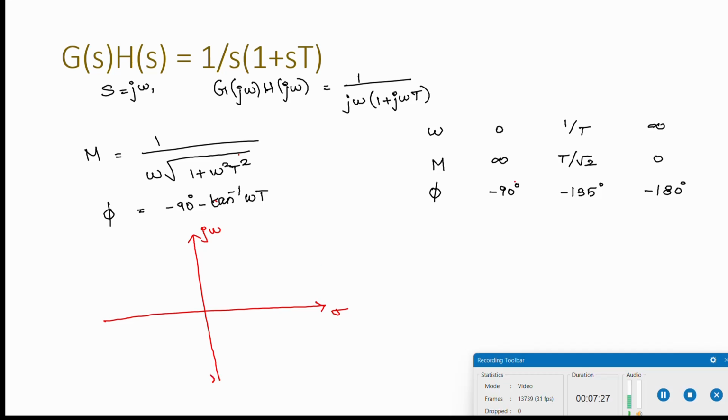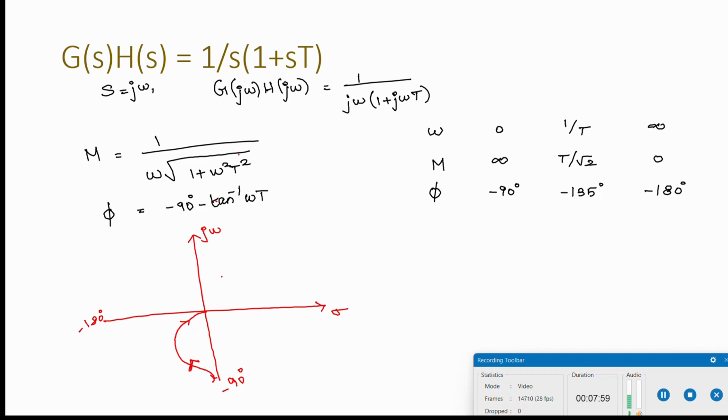For omega equal to 1 by T, M is 1 by root 2 times T and my angle will be minus 135 degrees, which lies here. So my polar plot lies here. So this will be my polar plot. This is minus 90 degrees, whereas this is minus 180 degrees. So this is my polar sketch for this transfer function.